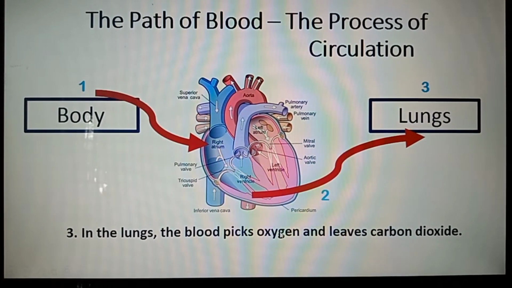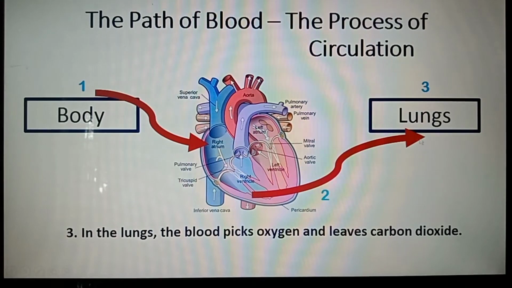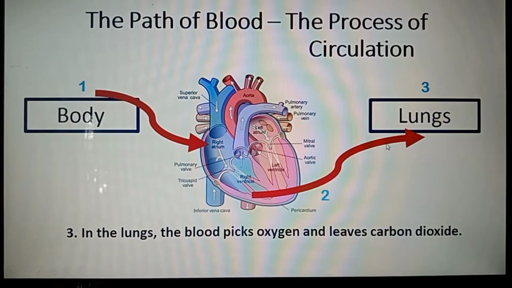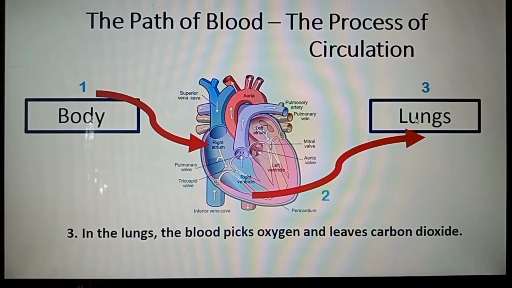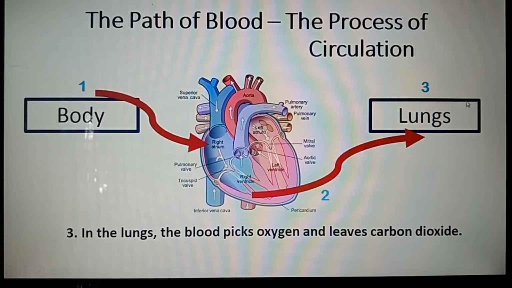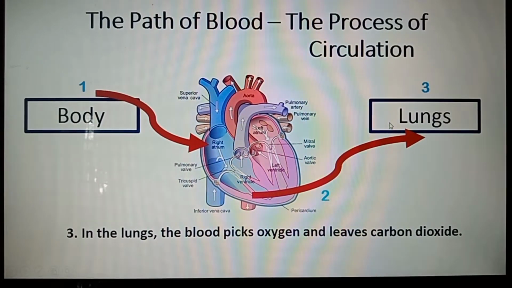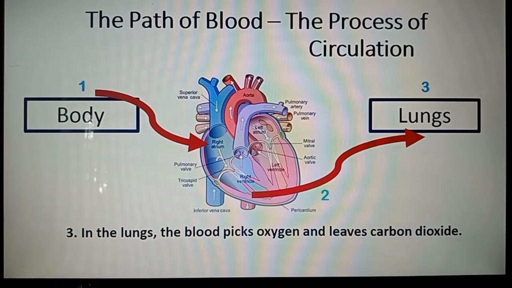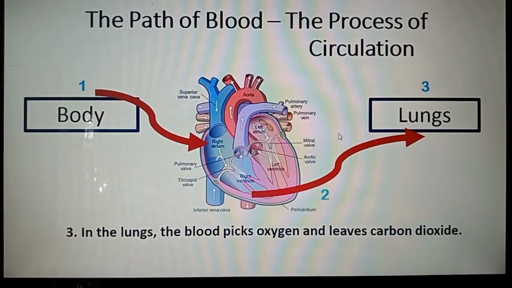In the lungs, the blood picks oxygen and leaves carbon dioxide. Kukunin ni blood ang oxygen kay lungs sa air sacs. Si carbon dioxide iiwan niya dyan para mailabas ni respiratory system. And kapag nakuha na ni blood ang oxygen sa lungs, tatawagin na siyang oxygenated blood or blood with oxygen. Ano ang susunod na mangyayari?